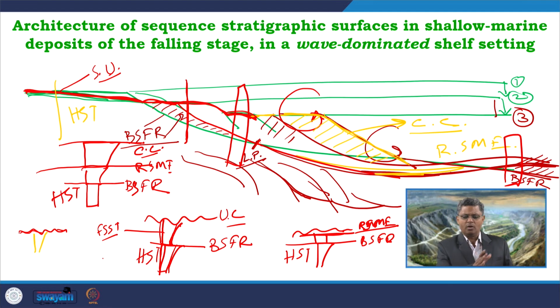So, this surface is the correlative conformity surface. In this way, within the same basin, starting from the landward side to the shelfward side, we can get different types of packages separated by these different surfaces at different areas.